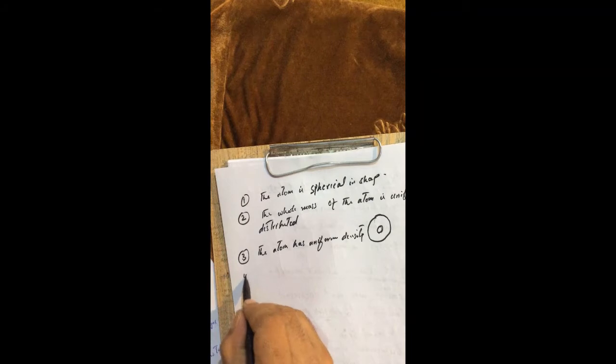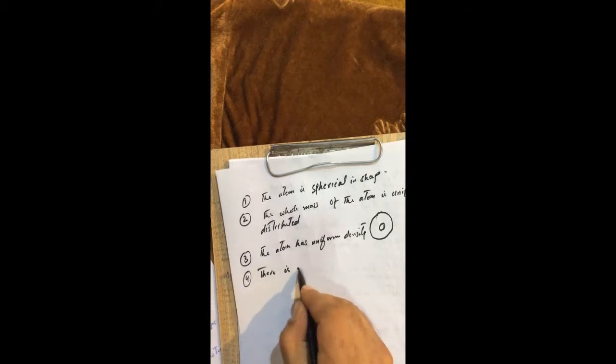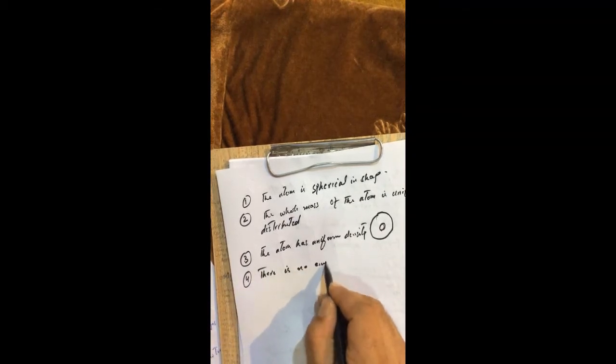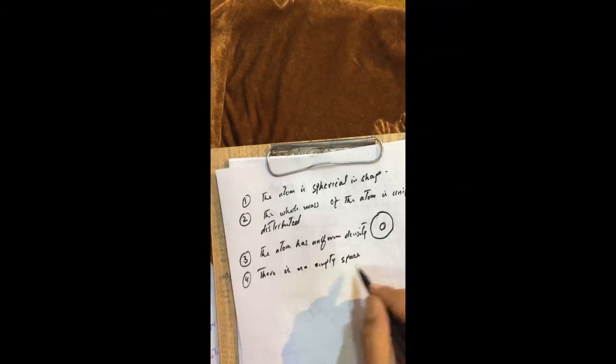And the fourth point of this model is that there is no empty space inside the atom.